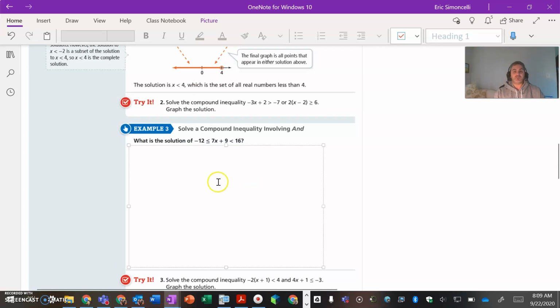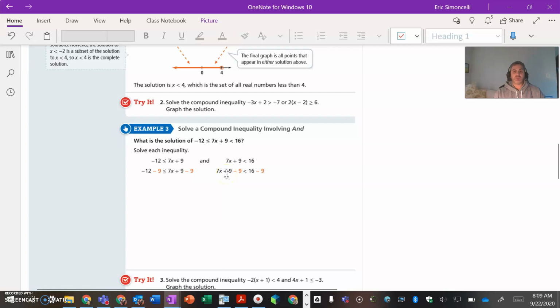Moving on, solving a compound inequality involving and. So what is the solution of -12 less than or equal to 7x plus 9, which is less than 16? Solve each inequality. So this is an and statement. Each one on its own can be solved for x. So here's one side, so to speak. Include the middle expression. So -12 is less than or equal to 7x plus 9 and less than 16. So here 7x plus 9 is less than 16.